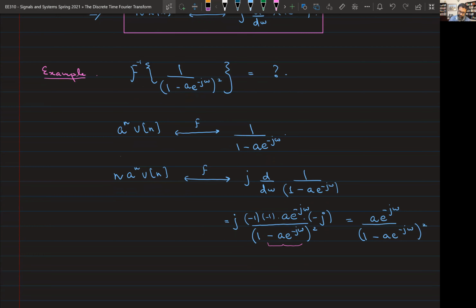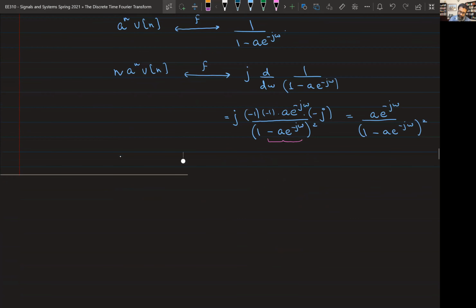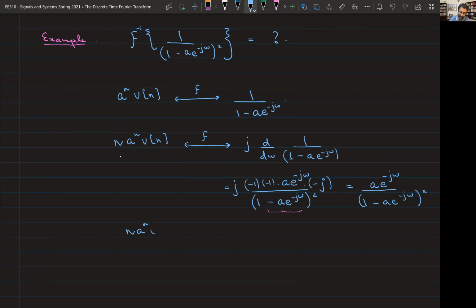I just use the derivative property to conclude that the Fourier transform of n times a raised to power n times u of n is equal to a times e raised to power minus j omega divided by (1 minus a e raised to power minus j omega) whole squared. But this is not what I wanted. I mean, this should not have been there, right?